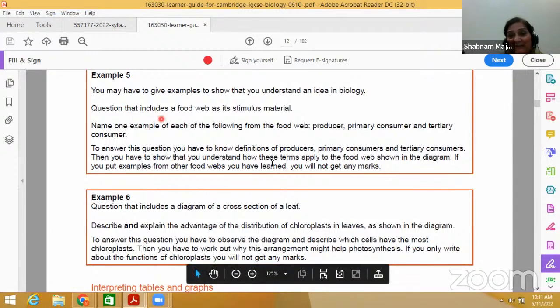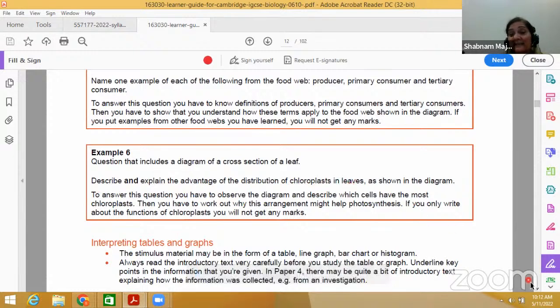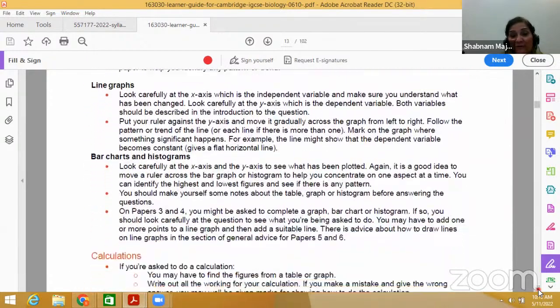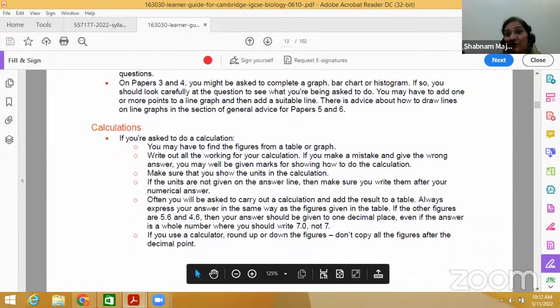Okay. Example 5, you can see here. Example 6 is a question that includes a diagram or cross section of a leaf. You have to describe and explain the advantages of the distribution of chloroplasts in leaves. So before I come to the calculation stuff and all that, let me share the question. I'm coming to the past paper. Just hold on. Let me share our past paper with you.